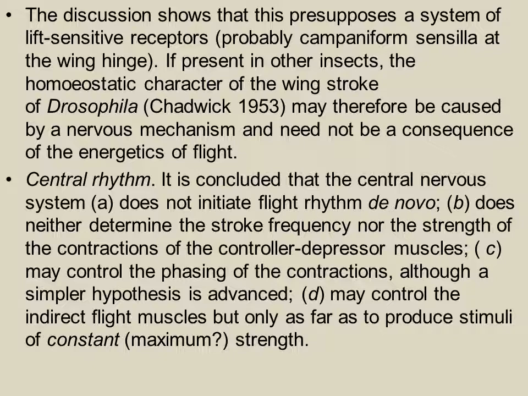Central rhythm. It is concluded that the central nervous system does not initiate flight rhythm on itself, that is de novo, does neither determine the stroke frequency nor the strength of the contractions of the depressor muscles, may control the phasing of the contractions, although a simpler hypothesis is advanced, and may control the indirect flight muscles, but only as far as to produce stimuli of constant strength. And this constant strength could be what can be termed as the maximum strength.